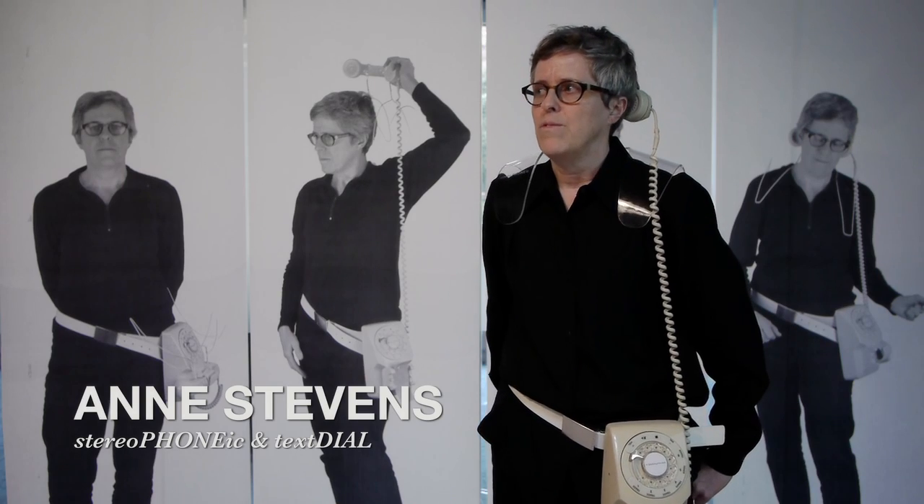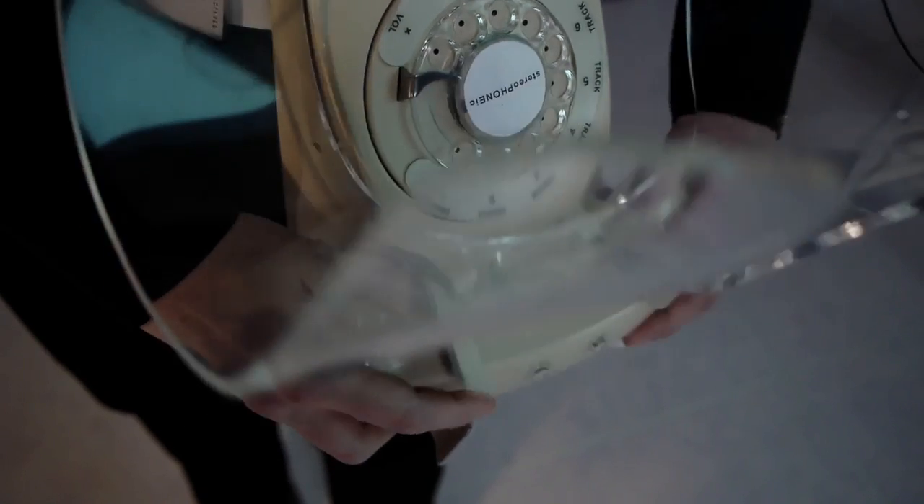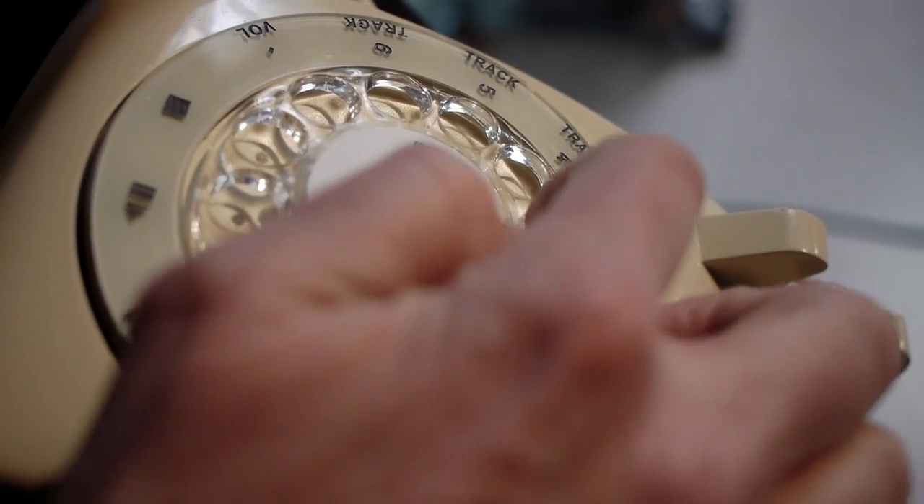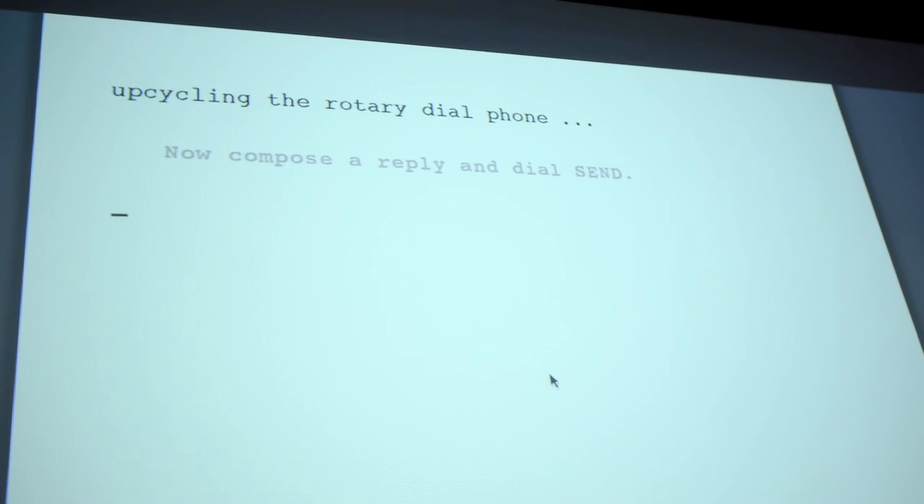Thesis addresses the problem of increasingly rapid mobile phone obsolescence. Stereophonic is an MP3 player, and it conveniently places stereo speakers right behind each ear. You can dial a track and the music starts playing. Textile is a prototype for texting.